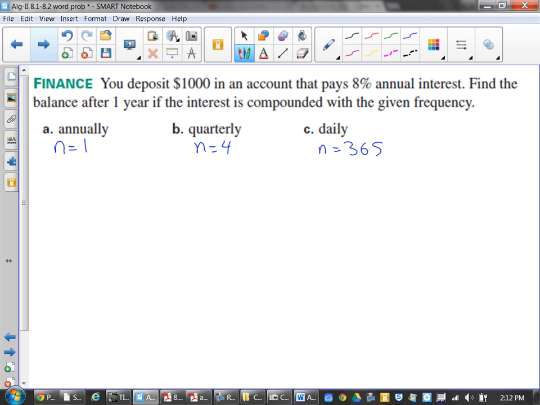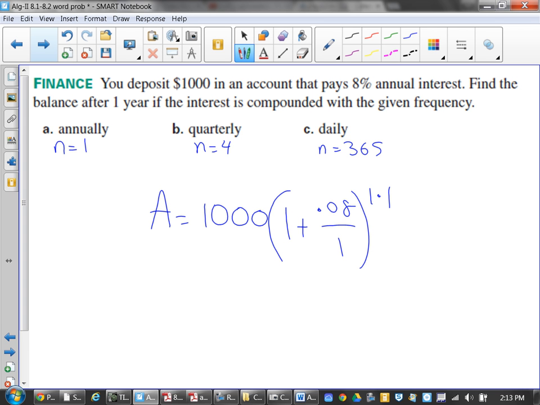Well, let's use it. Now, remember, you're using the same model for all of it. The only thing that's going to change is your value of n. So your overall amount is your principal times 1 plus your rate, which was 0.08, divided by 1, to the 1 times 1. That's for the first part, for part A.